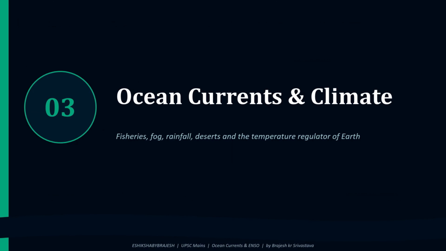Module 3: How ocean currents shape climate, fisheries, and human geography. We have named the currents. Now let us understand their effects on temperature, rainfall, fog, fisheries, and storm tracks. Each of these effects is directly UPSC examinable.